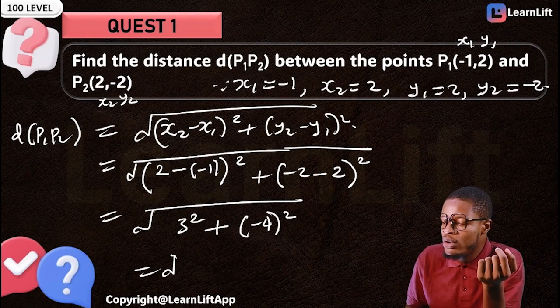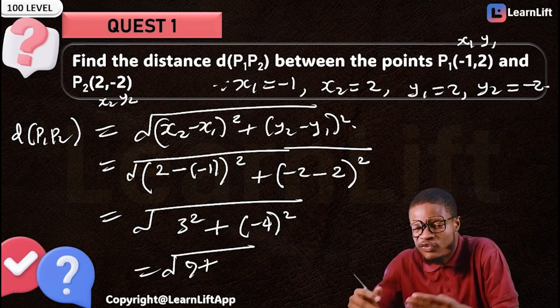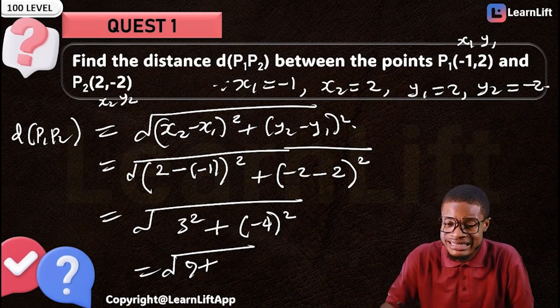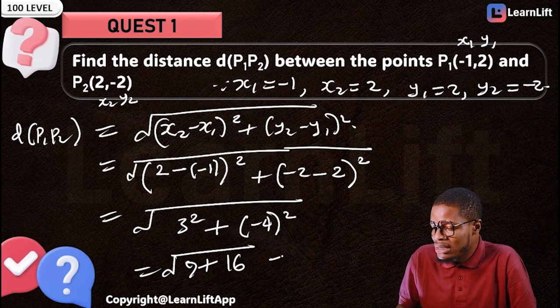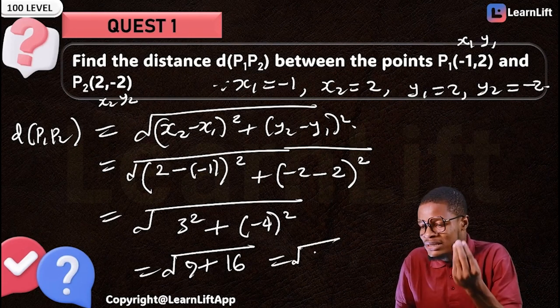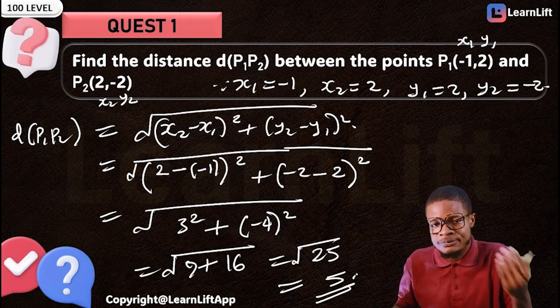And that will give you the square root of what is your 3 square? 9 plus minus 4 square. What's minus 4 square? That's 16, because minus 4 times minus 4 is plus 16. Of course, now show 16. That will give you square root of 16 plus 9 is 25. And what is the final answer there? 5 becomes the correct answer.